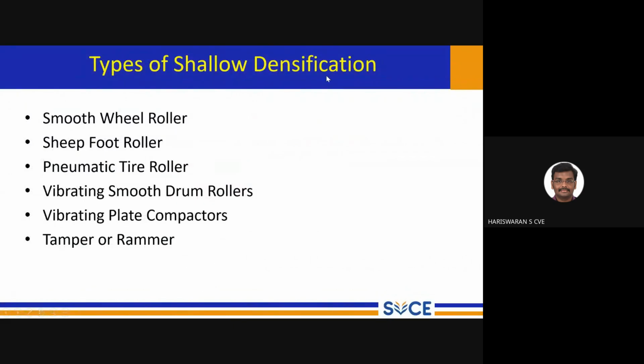There are different types of shallow densification that I have listed here: a smooth wheel roller, sheep foot roller, pneumatic tire roller.